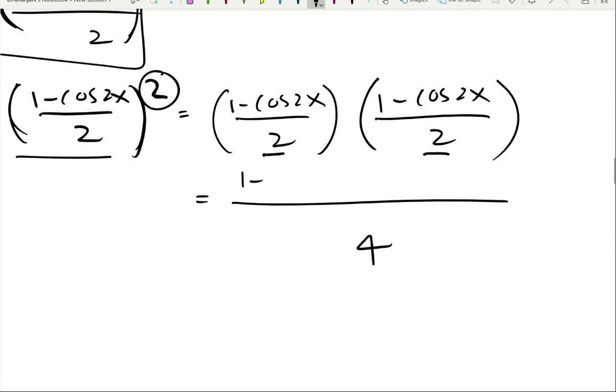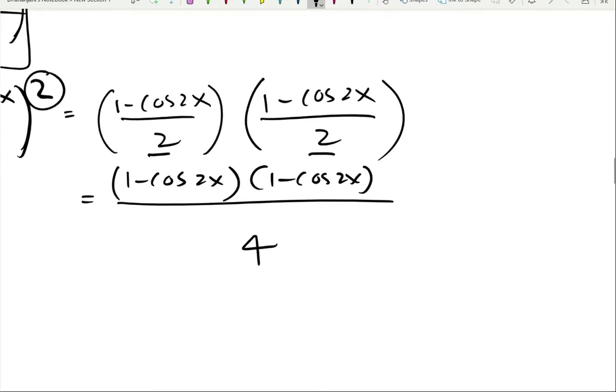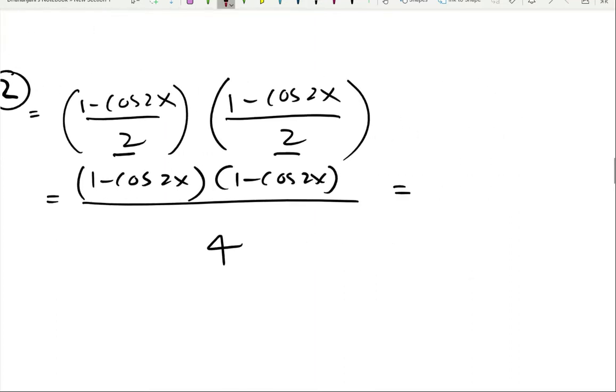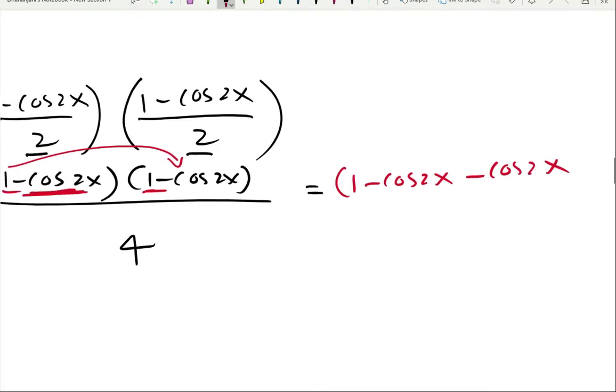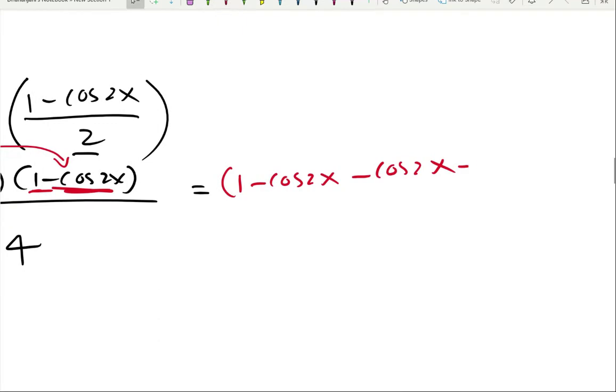So here, 1 minus cosine 2x, 1 minus cosine 2x. Okay, alright. Now let's FOIL the numerator. So 1 times 1 is 1. 1 times negative cosine 2x is negative cosine 2x. Negative cosine 2x times 1 is negative cosine 2x. And negative cosine 2x times negative cosine 2x is positive cosine square 2x.